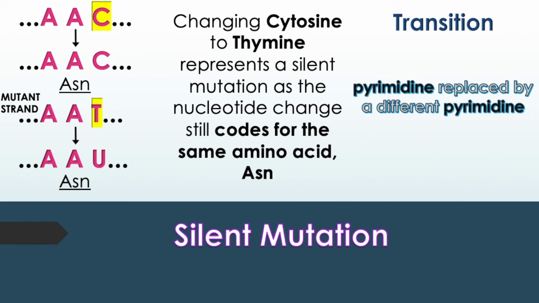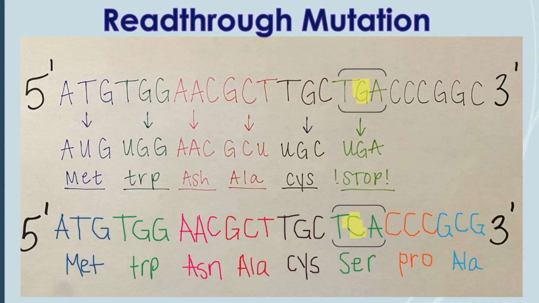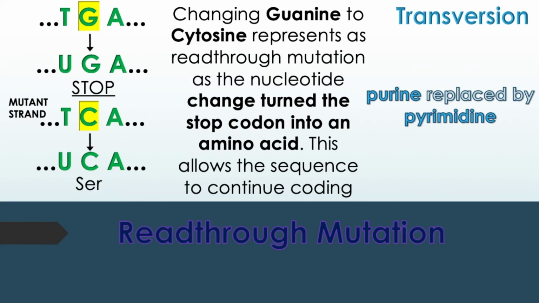Let's look at a 4th mutation, a read-through mutation. A read-through mutation takes place when a single point mutation turns a stop codon into an amino acid. In the 6th quadrant, TGA turns into TCA. This base change, guanine to cytosine, represents a read-through mutation as the nucleotide change turned the stop codon into the amino acid serine. This also allows the sequence to continue coding. Furthermore, this is transversion as the purine guanine was replaced with the pyrimidine cytosine.